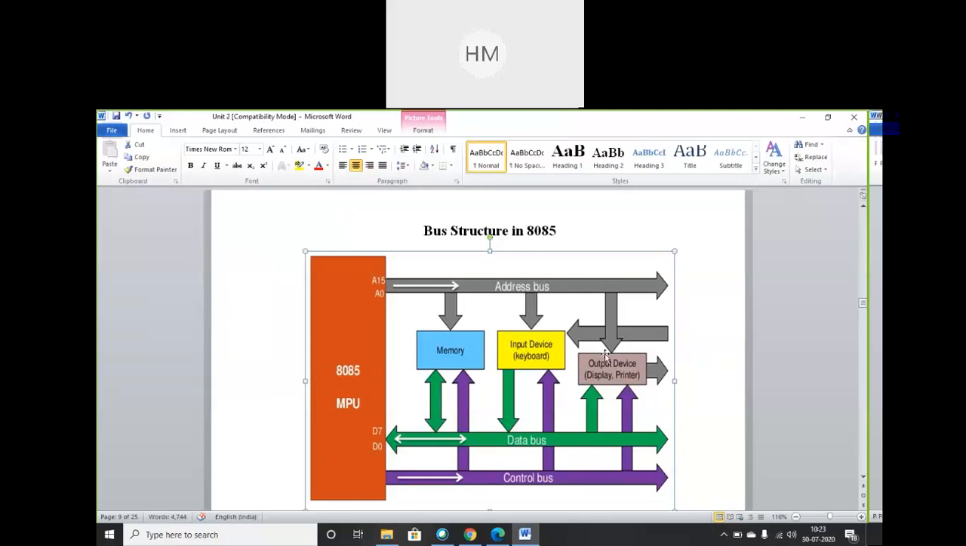This diagram you can draw in your copy. This shows you the bus structure in 8085. A question can be asked on the bus structure of 8085: explain how the address bus and data bus are time shared or how they are demultiplexed. This question can be asked in the exam. So this is the architecture. This diagram is self-explanatory. It's very easy.